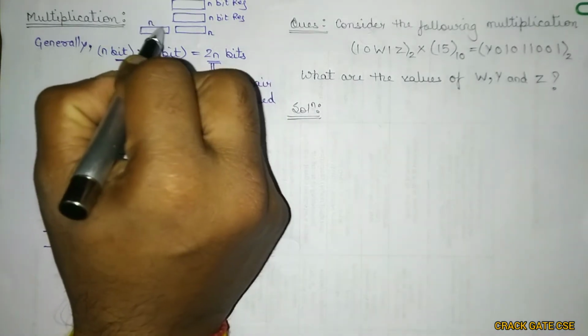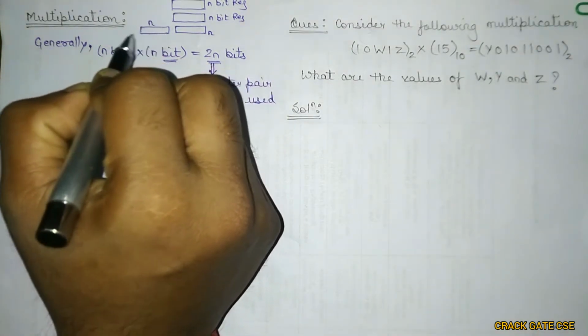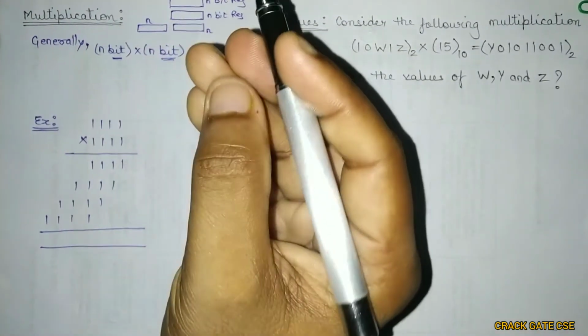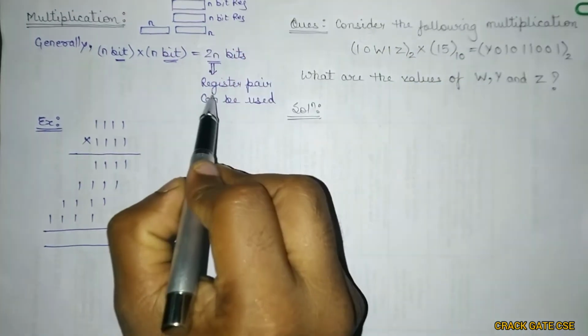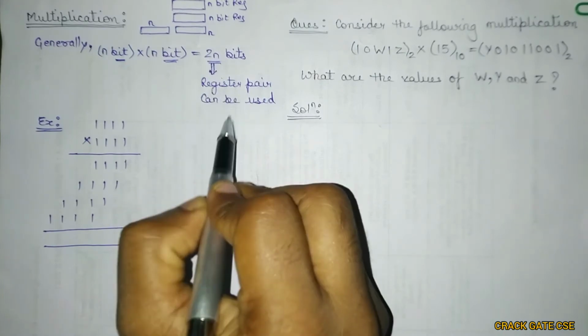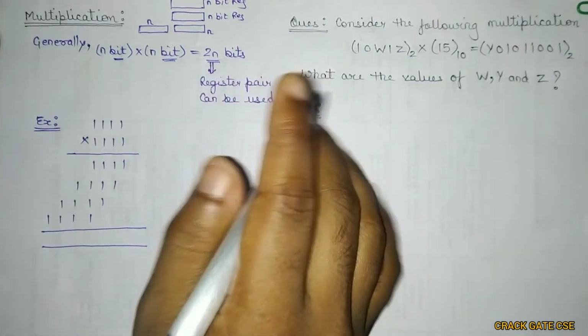So here we are completely utilizing the other register that we are using. That's why we are not saying it as a flag. We are not considering a flip-flop. That's why I have written here that register pairs can be used. So I hope you got an idea about that.